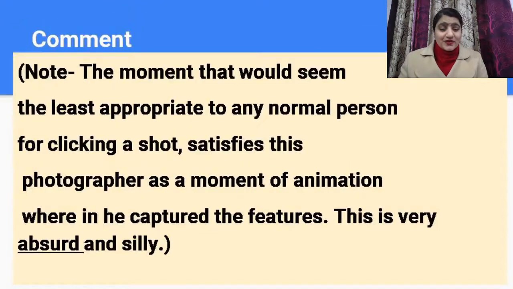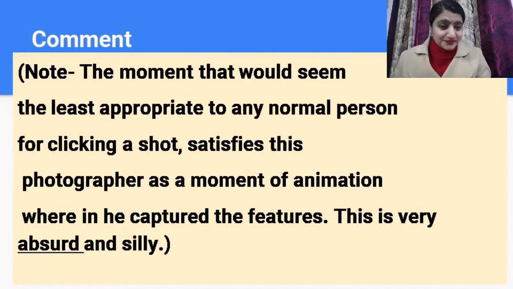Now, I would like to make a comment here. See, the moment that would seem the least appropriate to any normal person for clicking a shot, it satisfies this photographer as a moment of animation. Animation means a moment of energy, a moment of life where there is some action and movement. He is happy to have captured the features of the narrator when he was in that agitated state. Now, this is so absurd and silly on the part of any photographer, for that matter of fact.